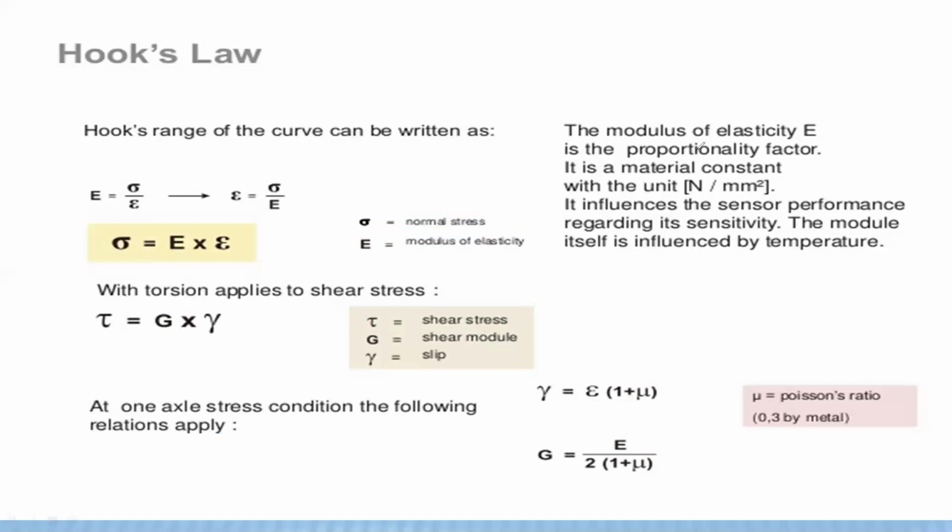The modulus of elasticity E is the proportional factor. It is the material constant with unit Newton per mm square. It influences the sensor performance regarding its sensitivity. The modulus itself is influenced by temperature. The temperature is also developed whenever the loads are acting on that object, so the temperature is developed on the strain gauge. It also obeys Hooke's law condition. The strains are acting on that body.